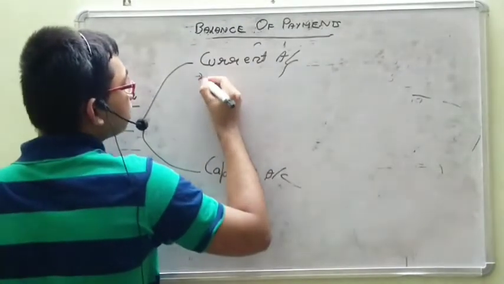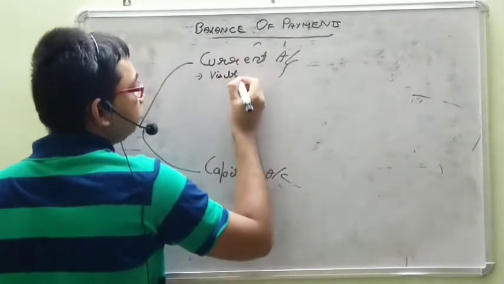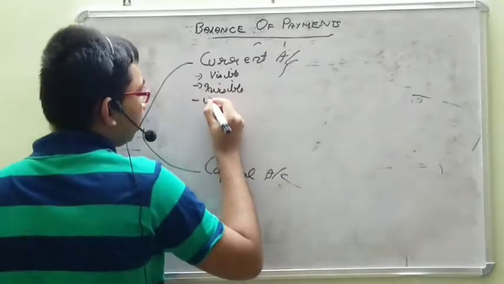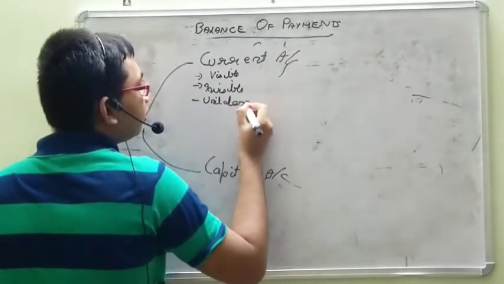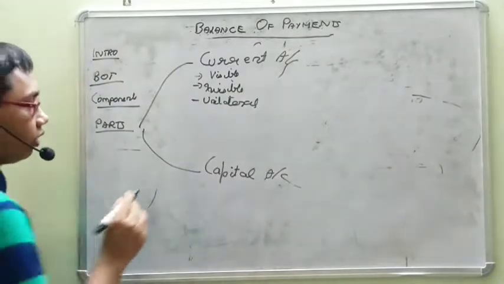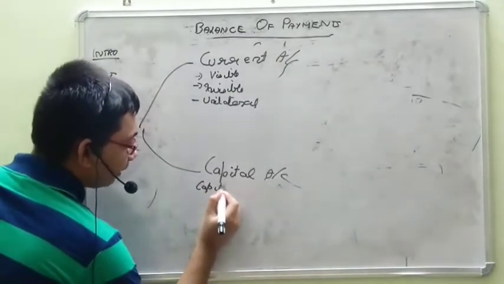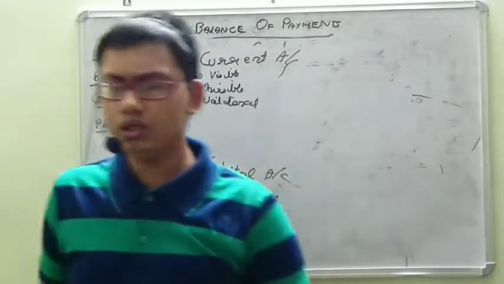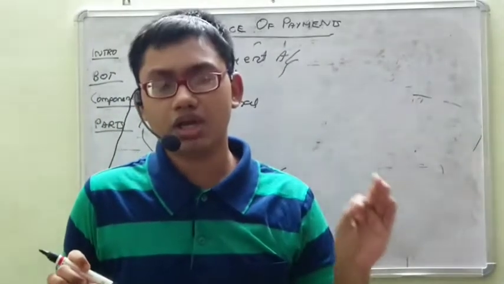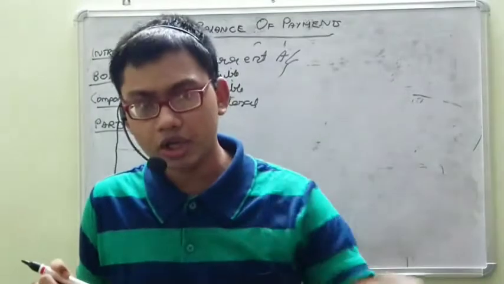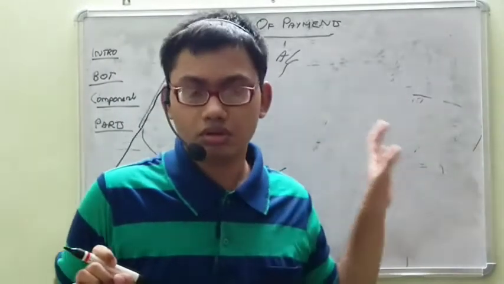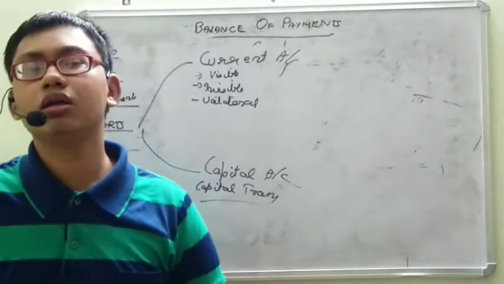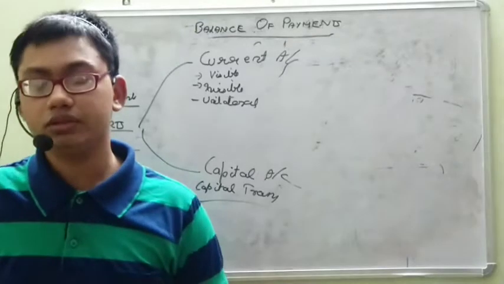So, it includes visible trade, invisible trade, and unilateral transfers. All three will come in current account. Here, capital transactions will come in capital account. So basically nothing much to think about it. All transactions which are in the nature of income or revenue or expenditure will come in current account. Okay. All transactions which are in the nature of capital, they will come in capital account.